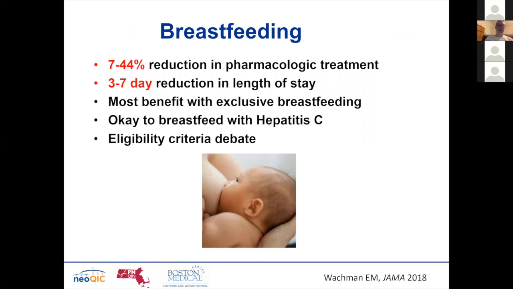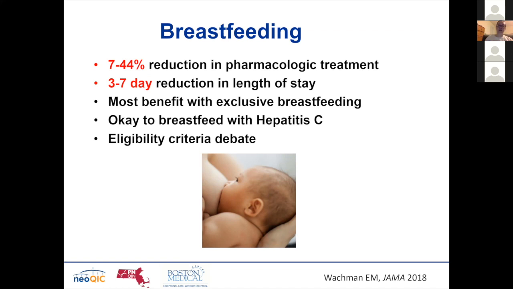So with breastfeeding, the studies have shown that with any amount of breast milk consumed by the baby, there is anywhere from a 7 to 44% reduction in need for pharmacologic treatment, and an associated decrease in length of stay. We have seen that the most benefit seems to be with more exclusive breastfeeding. It is okay to breastfeed with hepatitis C. At least at our hospital, about 70% have hepatitis C exposure, and provided there's no bleeding or cracked nipples, it's okay to breastfeed with hepatitis C.